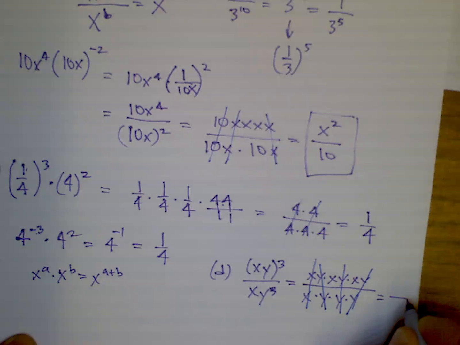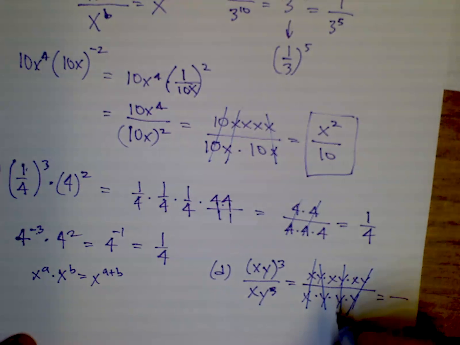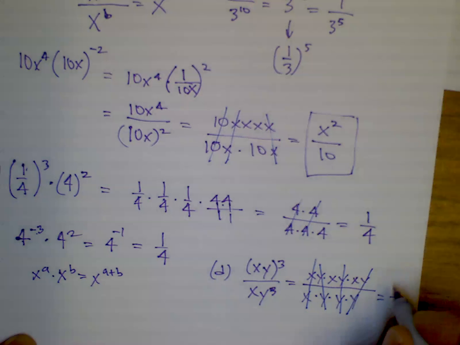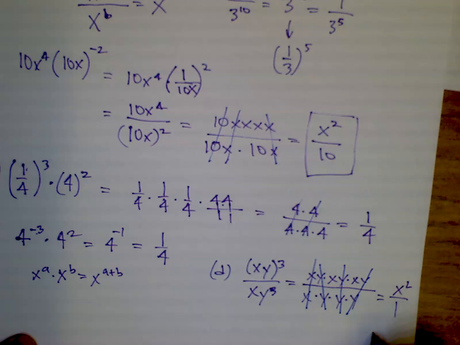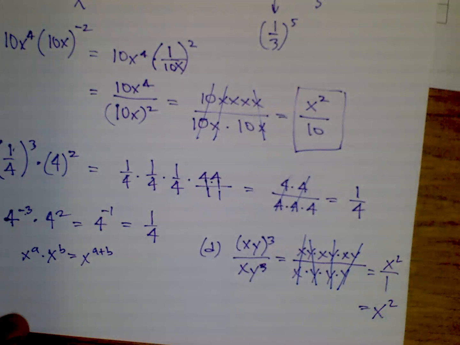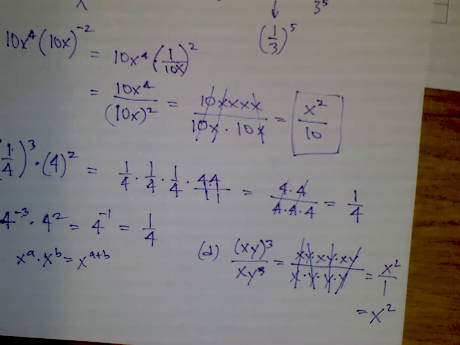I have nothing on the bottom. Well, I shouldn't say nothing. I have 1, right? 1 times 1 times 1 is 1. On the top, I just have 2 x's, so it's x squared. So my final answer would be x squared. Okay? All right. There you go.